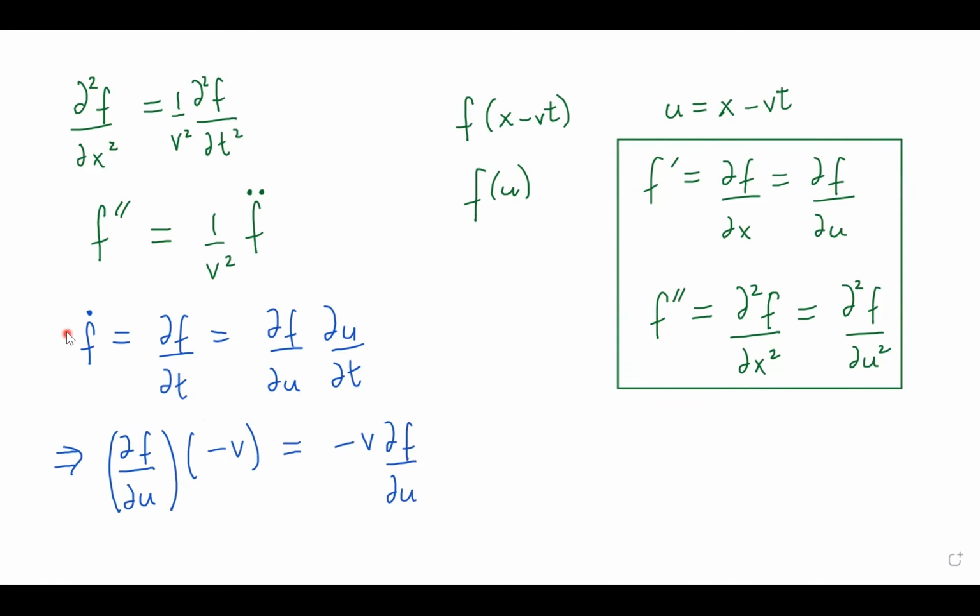Similarly, we can now calculate f dot, that is the derivative of f with respect to time. Again, using the chain rule, we can rewrite this as partial f partial u times partial u partial t. But looking at the definition of u, we see that partial u partial t is just minus v. So f dot is minus v times partial f partial u.